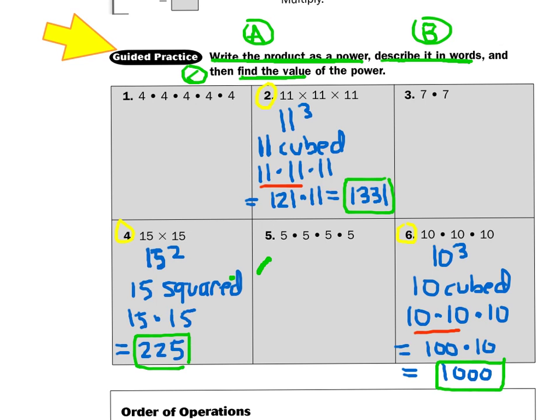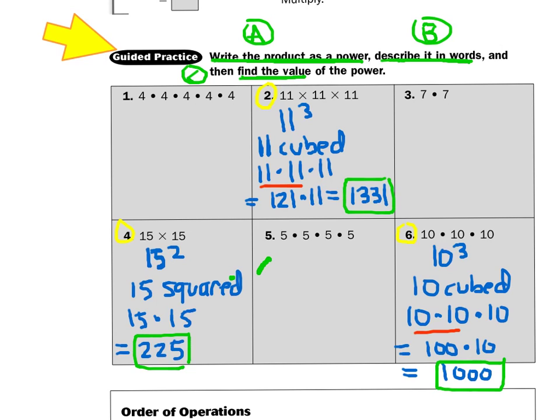Guided practice. Write the product as a power, describe it in words, and then find the value of the power. So they're actually asking us to do 3 things. So let's take a look at number 2. 11 times 11 times 11. Notice writing the product as a power, I just wrote it as 11 to the third power. Now describe it in words, I would say 11 cubed. Or another way you could say it is 11 to the third power.